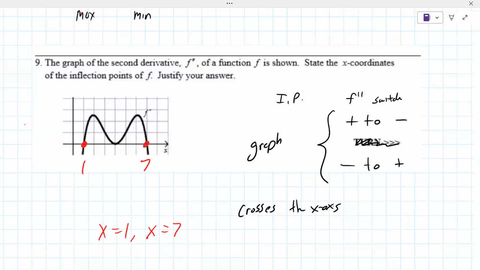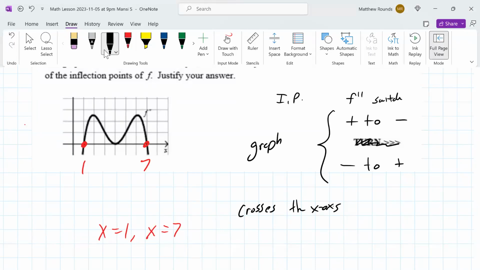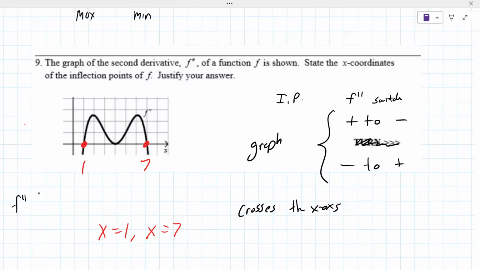What you could do is draw a second derivative sign chart here where it equals 0, at 1, 4, and 7: plus, plus, minus, minus. And you can see that it switches from minus to plus or plus to minus at those two points. What's challenging for most students is to remember the rules, because they're different whether you're looking at the original function, the derivative, or the second derivative.